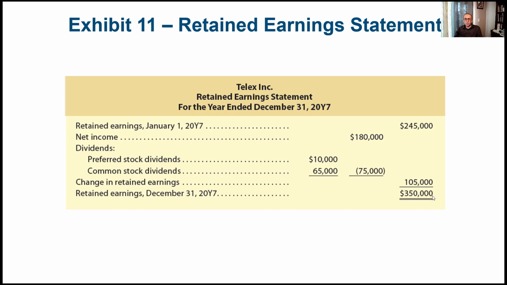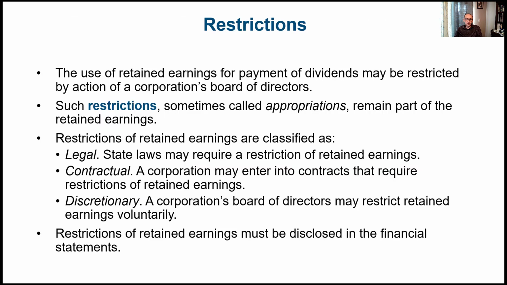Now let's talk about one more thing called restrictions. The use of retained earnings for payments of dividends may be restricted by action of a corporation's board of directors. Sometimes companies like to restrict the retained earnings because they don't want to distribute it all in the form of dividends. Such restrictions, sometimes called appropriations, remain part of the retained earnings. Restrictions of retained earnings are classified as either legal, contractual, or discretionary.